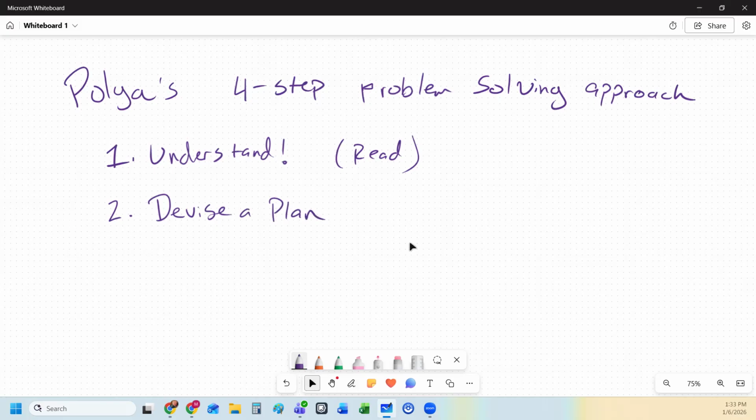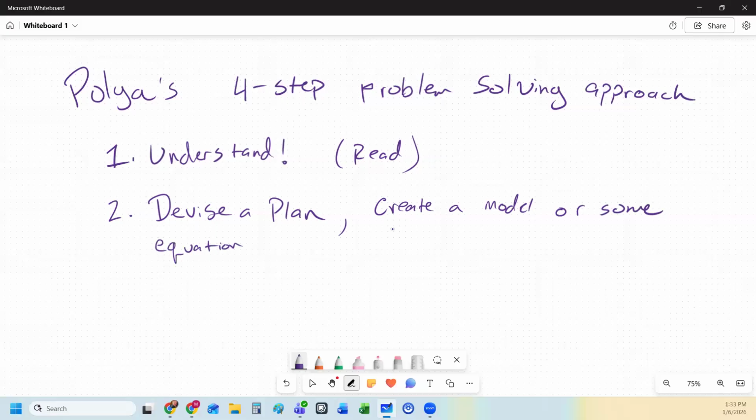So step 2 is to devise a plan. That is, you'll want to look for patterns, look for information that you have, and then create a mathematical model, if you can, to express the situation. A model or some equation that represents the problem.